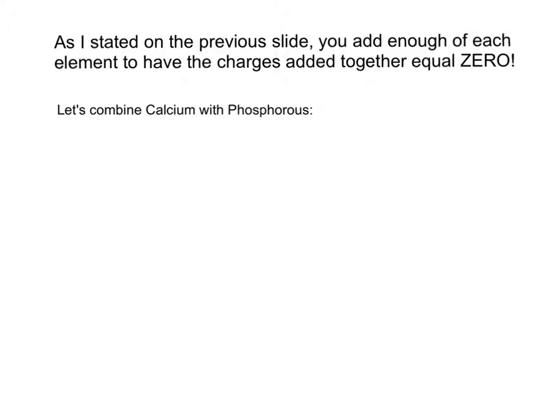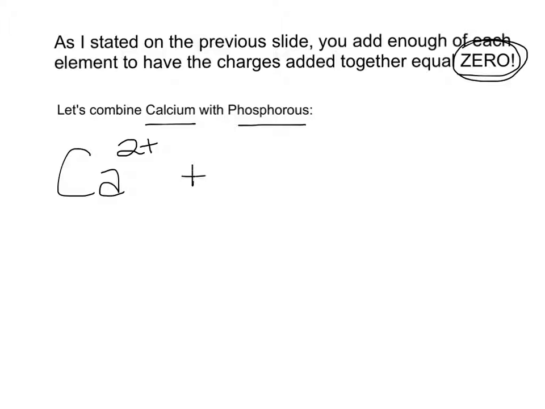Now we're going to combine calcium and phosphorus, okay? And we need to make sure that we get back to where my charges added together are always 0. We look at calcium, it is in column number 2, and that means everything in column 2 has a 2+ charge. We're going to combine that with phosphorus. If we look at where phosphorus sits on the periodic table, we can see it is 3 away from the noble gas column, so that means it can gain 3 electrons, so it forms a -3 charge.